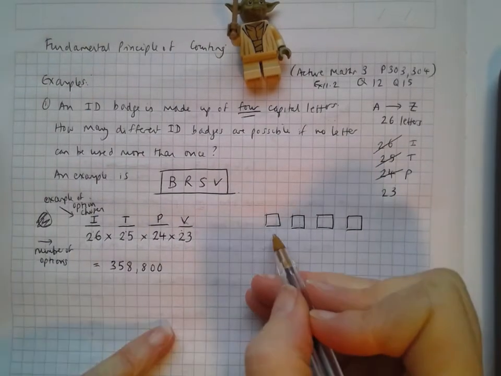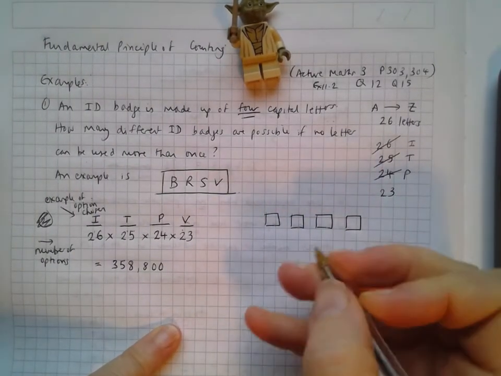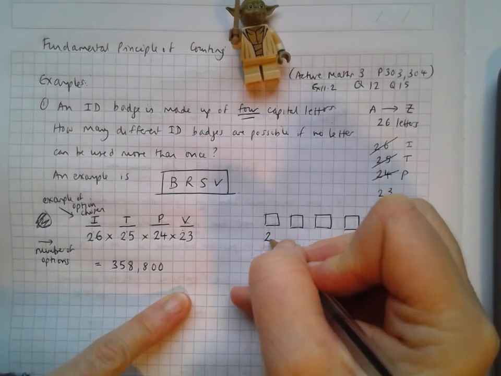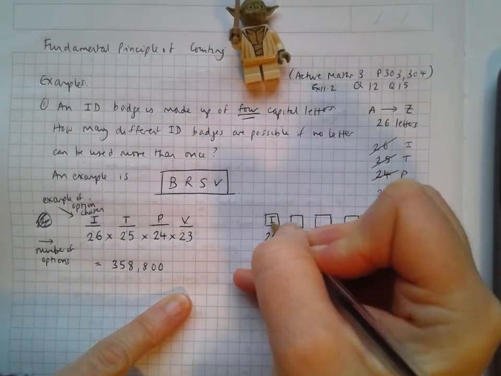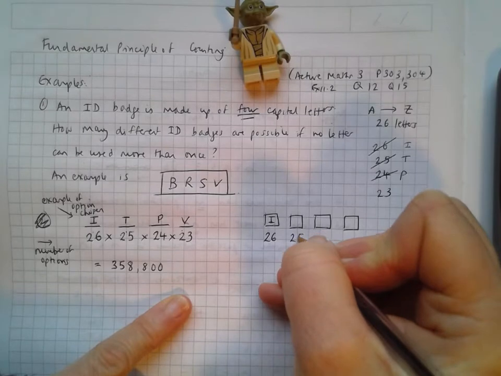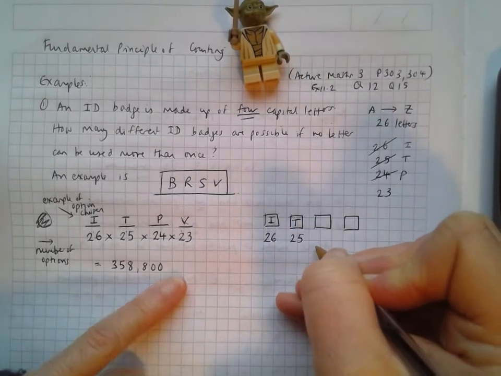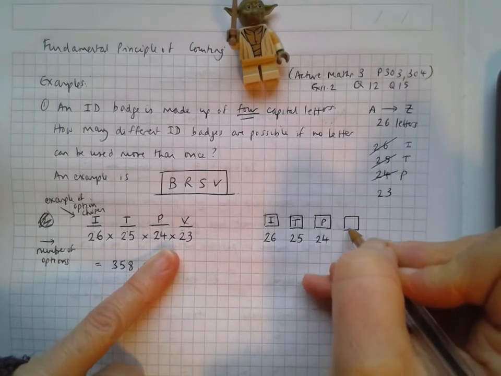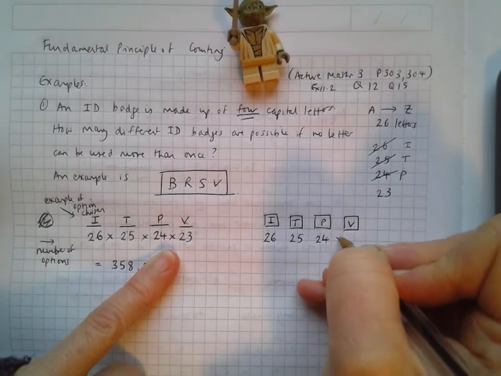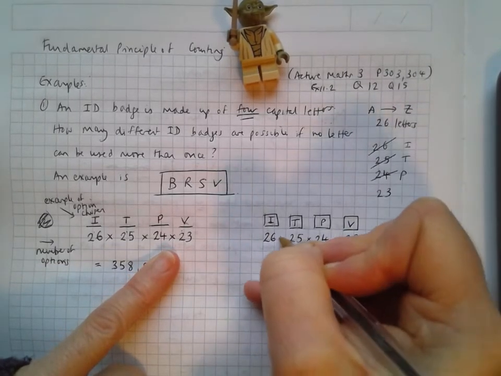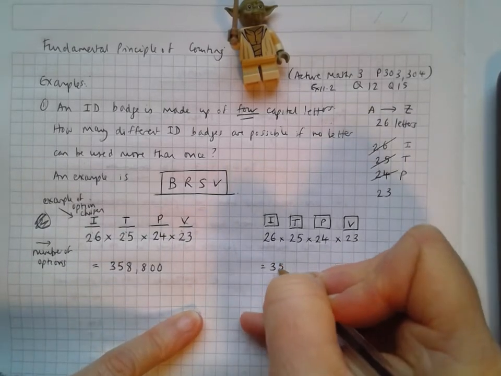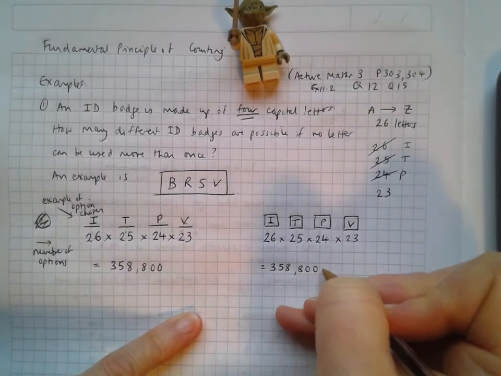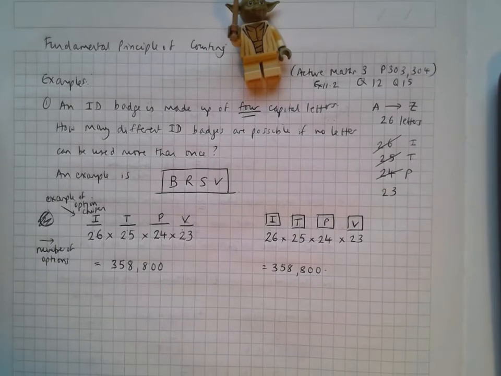Now, how would I have done it if I use this picture? I would have done 26 choices for the first space, that's an I. 25 choices for the second space, that's a T. 24 choices for the third space, and I used P as my example, and here I'm using V as my example, and there's 23. I get the same answer, it's just a different way of laying it out. I strongly recommend that you find a method that works for you, and one of those might be a good one to use.